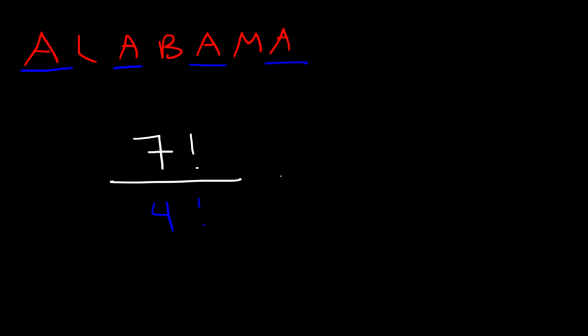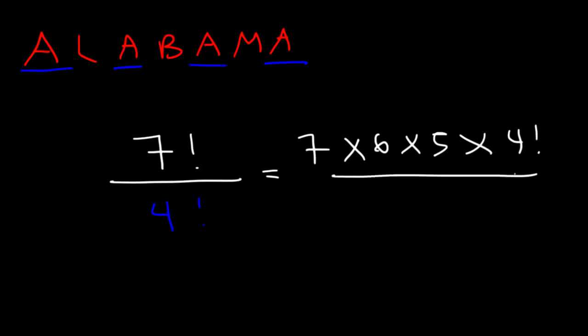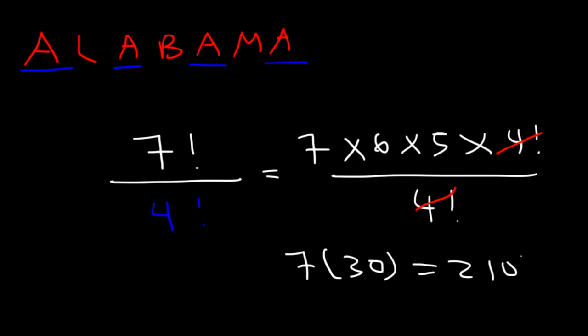So therefore, this is going to be 7 times 6 times 5 times 4 factorial divided by 4 factorial. And so we can cancel these two. We know that 6 times 5 is 30, and 7 times 30 is 210. So that's how many different ways you can arrange the letters in the word Alabama. Let's try another example. What about the word Mississippi? In class, I've seen this a lot, so it's a very common example, so I'm going to use it.